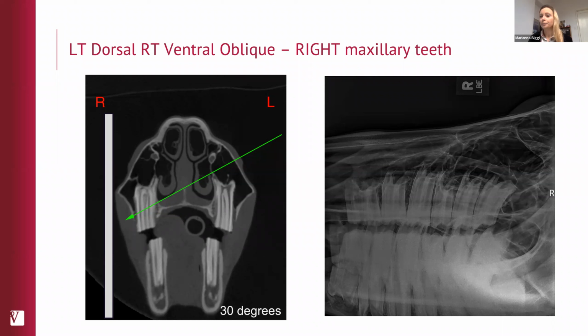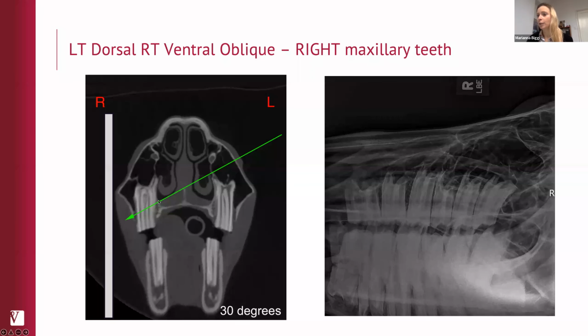So we'll take oblique views from left to right, dorsal to ventral, for evaluation of the maxillary cheek teeth. So if you have a lesion on the right hand side, you will put the plate on the right hand side of the horse, and you angle 35 degrees down from left to right. And this is the view that you should obtain. I think you should make sure to have all the 6 teeth in the image, so all the teeth can be evaluated in one single view.